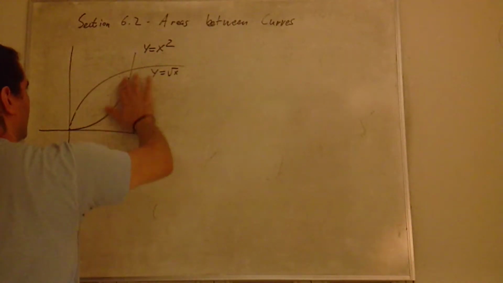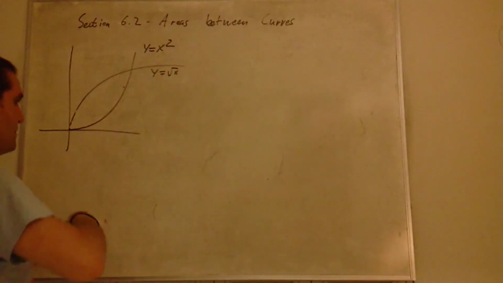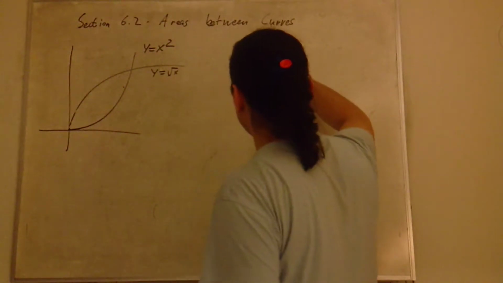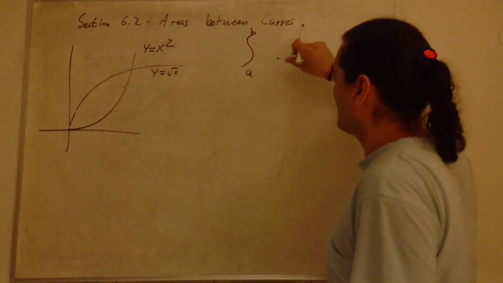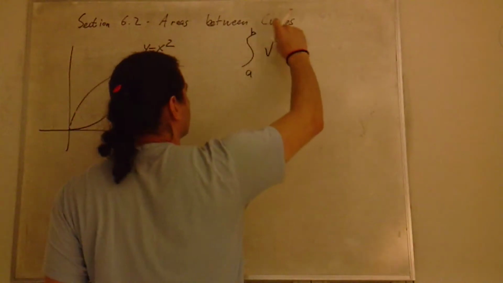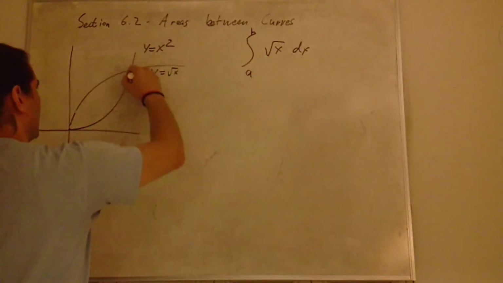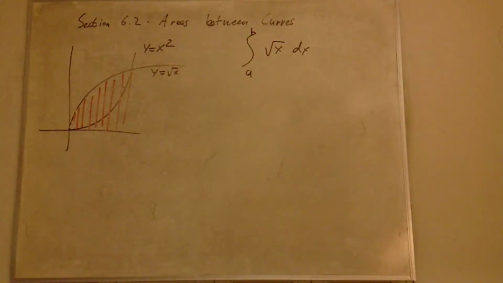And here's how we're going to do it. We're going to start by finding the area beneath, for now I'm going to say from A to B. We'll figure out what the actual bounds are in a bit. But for now we're going to find the area beneath the top function. The top function here is square root of x. So if I do the area from A to B of square root of x, it's going to give me this, all the way from that top function down to the axis.